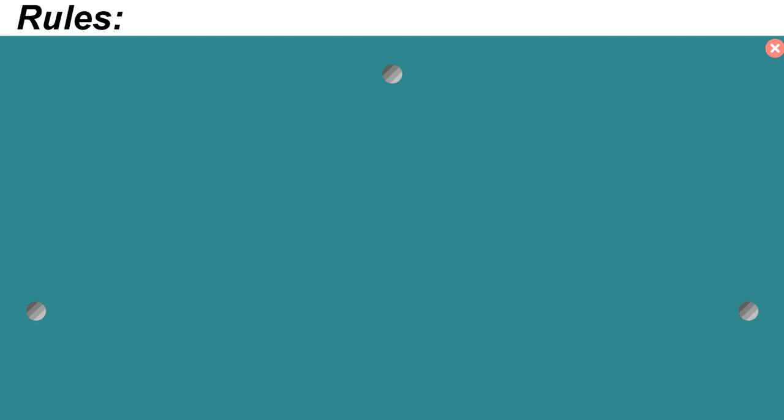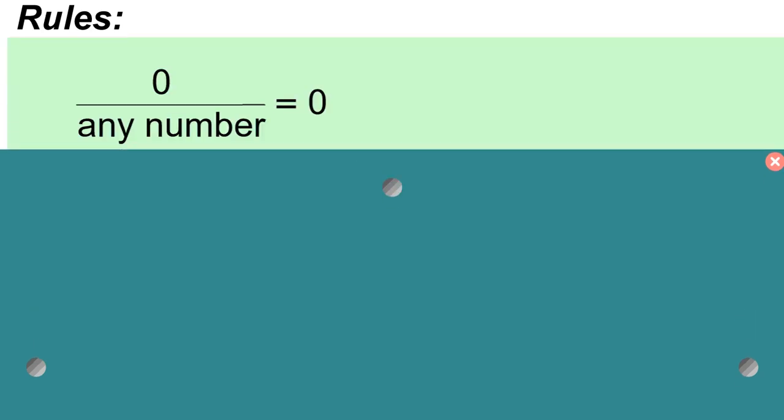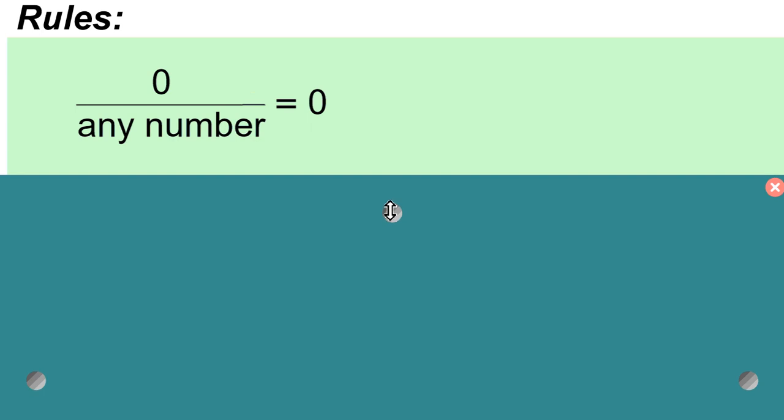Let's take a look at a couple of other important rules that we need to always remember, especially when we're dealing with fractions and division. 0 divided by any number is equal to 0. In other words, if I have nothing and I try to put nothing into 5 groups, it equals 0. I can't put nothing into any group, so it's still nothing. There is nothing in those groups.